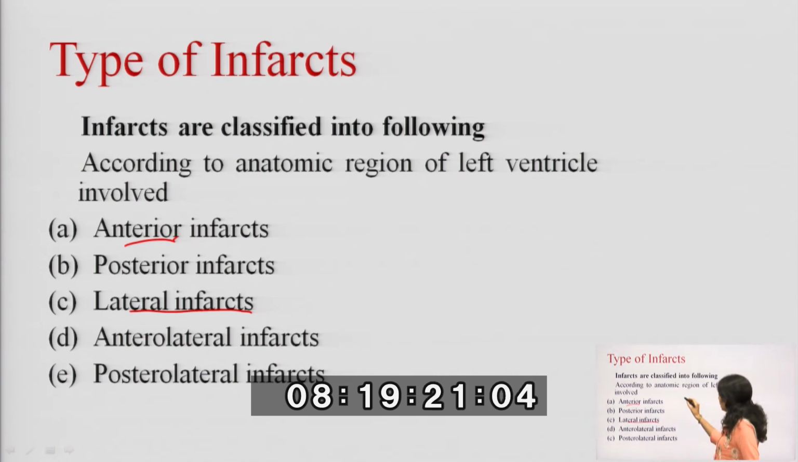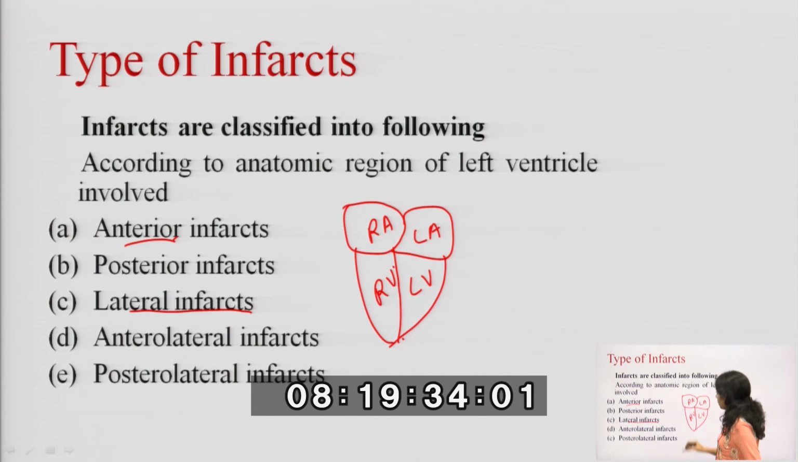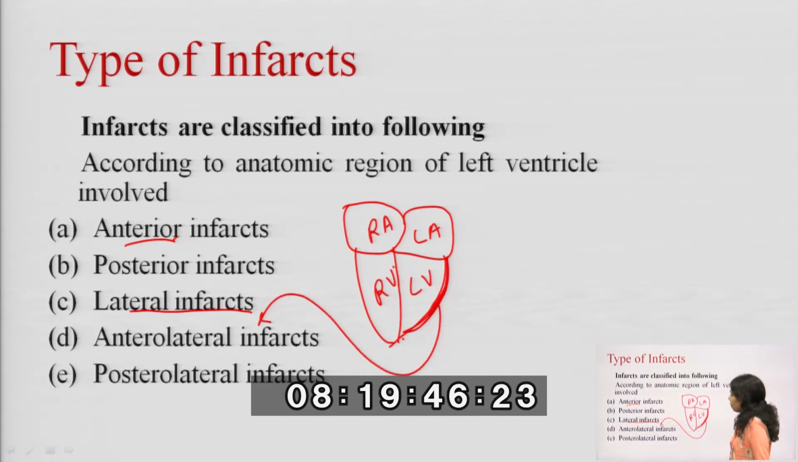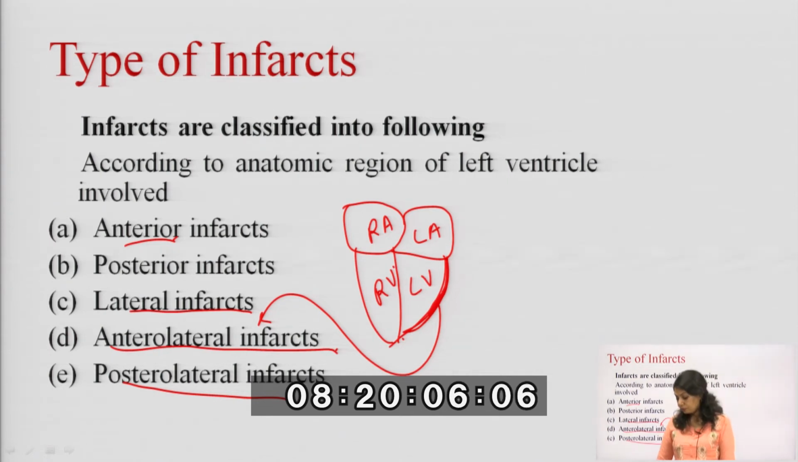Suppose this is your heart: this is the left auricle, left ventricle, right auricle and right ventricle. Now, we are talking about this portion of the left ventricle. The lateral is present over here, this is called the lateral infarct. Anterolateral means they are present between the anterior and the lateral position. Posterolateral infarcts are present between the posterior and the lateral position.